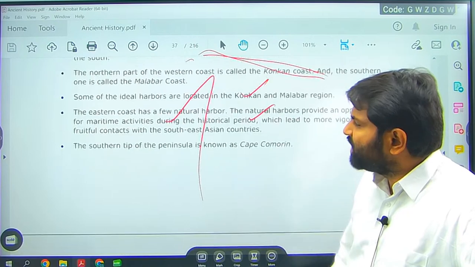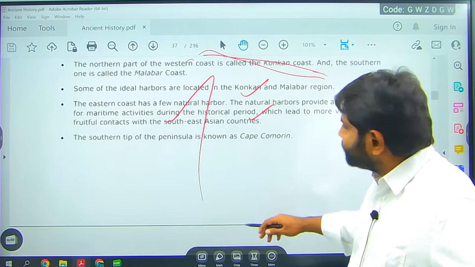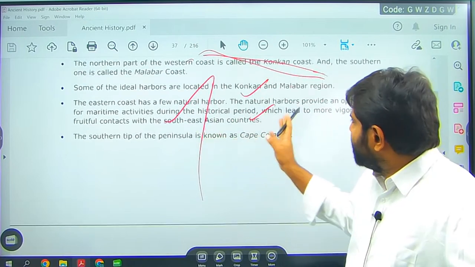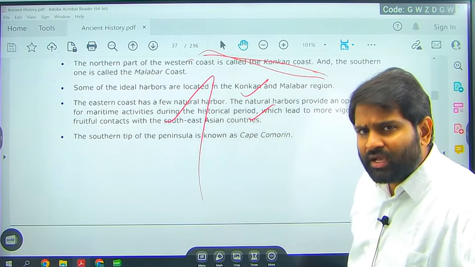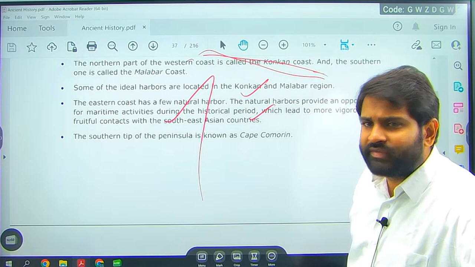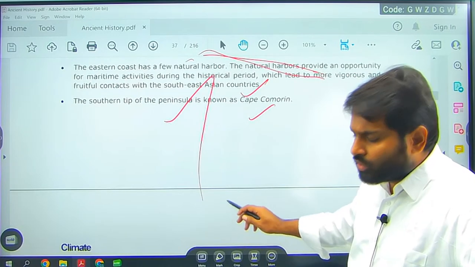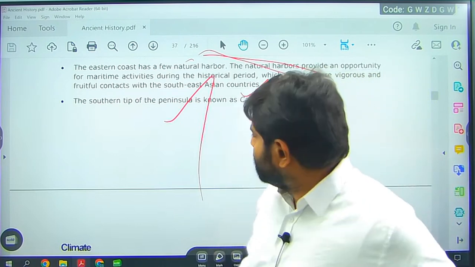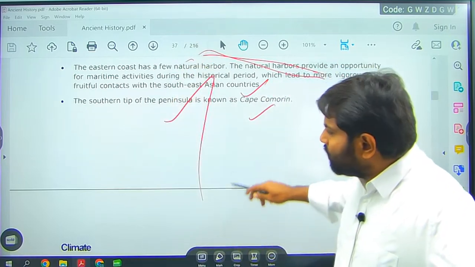The eastern coast has very few natural harbors. One such is Vizag, Visakhapatnam. As I said, the natural harbors provide an opportunity for maritime activities, and during the historical period, these also were sources of contact with foreign civilizations. The southern tip of the peninsular region is called Cape of Comorin. So, if you have to remember from south to north, it is Cape of Comorin to Indira Col.